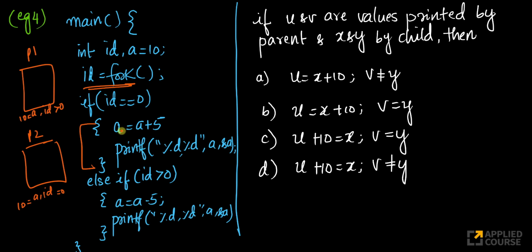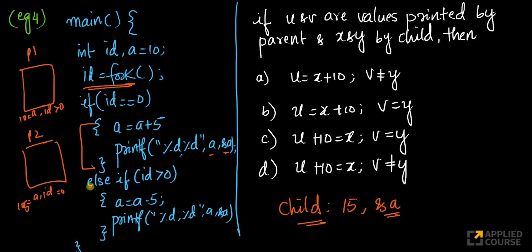So what does the child process do? It says A equals A plus 5. And what are we printing? We are printing A and the address of A. So what does the child process print? The child process prints the value of A. What is A? A was initially 10. So we made A equals A plus 5, so this A becomes 15. So the child will print 15 and the address of A. Cool. Very good.